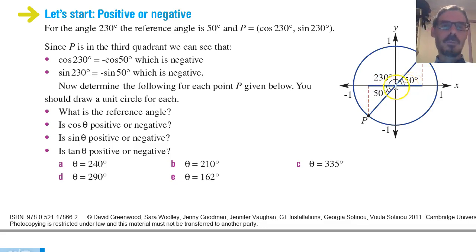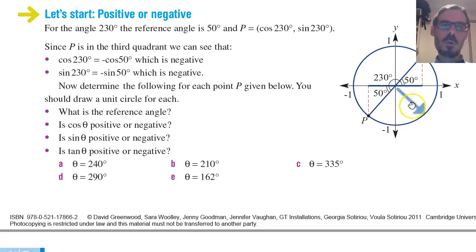What else can I say? If cos is the x-coordinate, then cos down here in the third quadrant is going to be negative. And if I'm down in the third quadrant, my y-coordinate is also going to be negative. So sine of 230 is also going to be negative. And then we put in the reference angle, which is this angle here, the same as this one, 50 degrees.